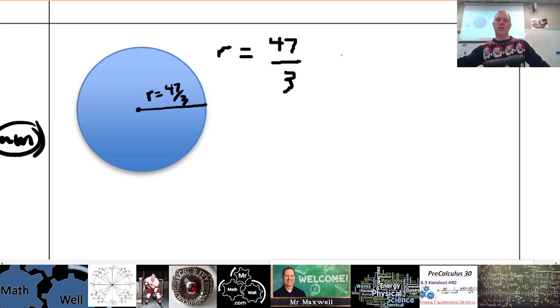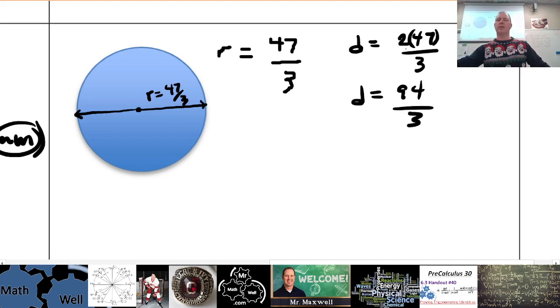Just out of curiosity, what's the diameter for this circle? That is the distance all the way across. If you think about it, it's 2 radii. So what's the diameter here? How do I multiply 47 over 3 times 2? Anybody remember what the easy way to do that is? Oh, with this one it's not an easy thing to do. But if I multiply this by 2, 2 times 47 over 3, right? So what's that going to be? 94 over 3. Okay. So that's going to be the diameter.